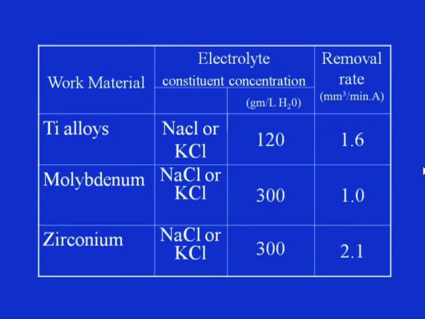Then for molybdenum, sodium chloride or potassium chloride both can be used. So is the case with zirconium, and the concentrations are also identical, like 300 grams per liter of water. However, material removal rate in case of molybdenum is much low, that is only 1 millimeter cube per minute per ampere of current, while in case of zirconium 2.1 millimeter cube per minute per ampere of current has been recorded.